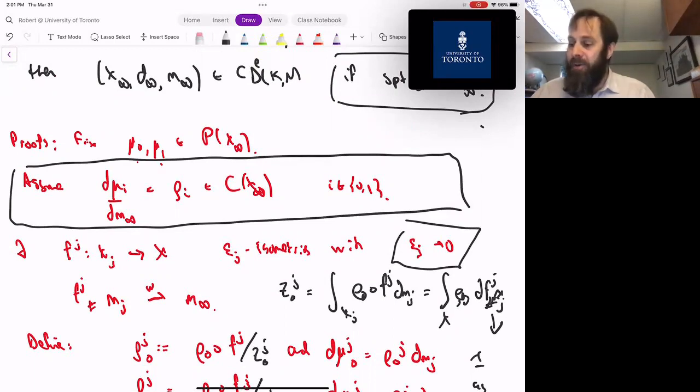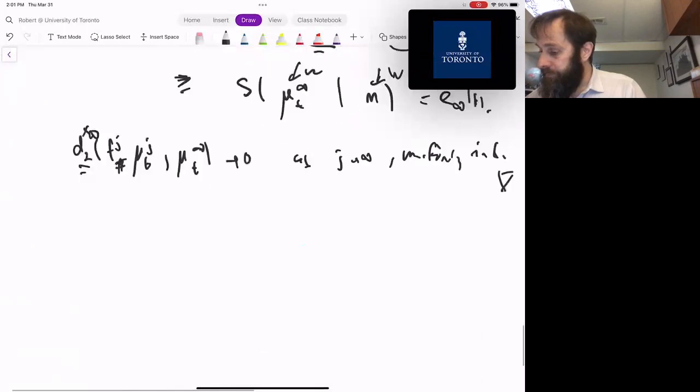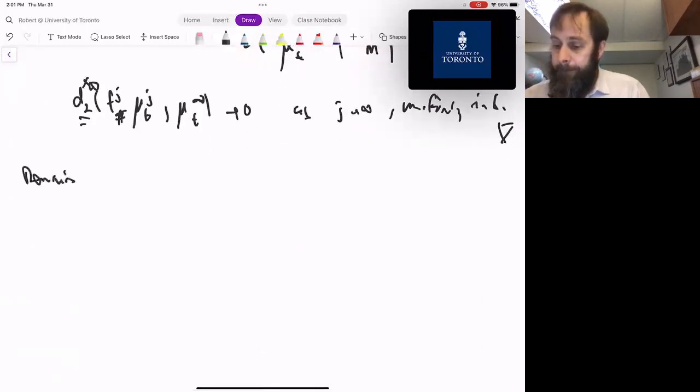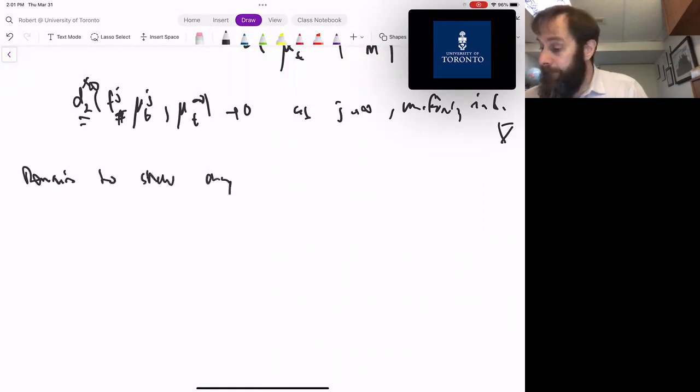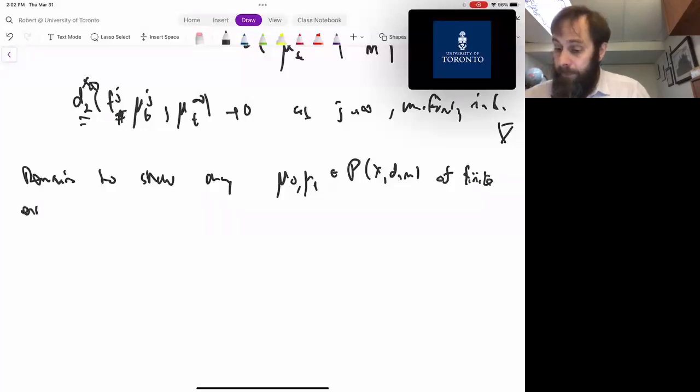In other words, if I have arbitrary measures on this compactly supported space, I want to be able to approximate them with measures that have continuous densities, so that the lim sup of the entropy of the approximants is no bigger than the entropy of the limit, the thing I'm trying to approximate. So any nu naught, nu one in the limiting space. And I might as well assume they have finite entropy. Admit approximations.